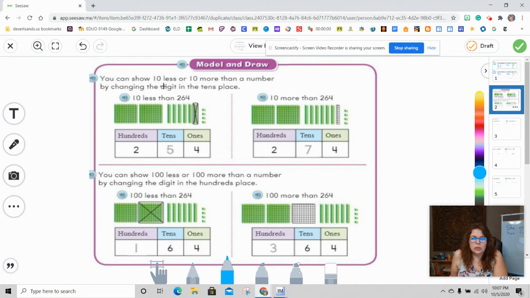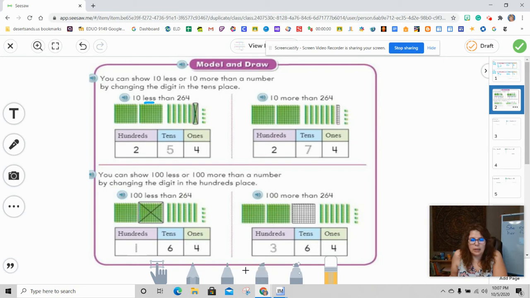So it says you can show 10 less or 10 more than a number by changing the digit in the tens place if it's asking for the tens place. So if you draw a picture, if it's 10 less, means that you're going to take away one of the tens. If it's 10 more, that means you have to add one more ten. And then you would have to tell me what the new picture is. Now, if it's hundreds, it says 100 less means that you have to take away one of those hundreds. If it's 100 more, that means you have to add 100 more.